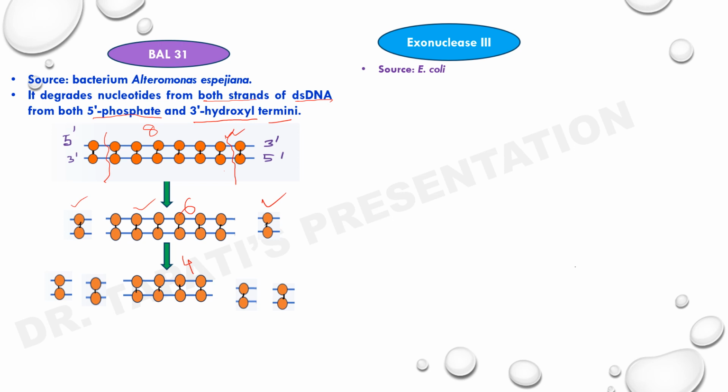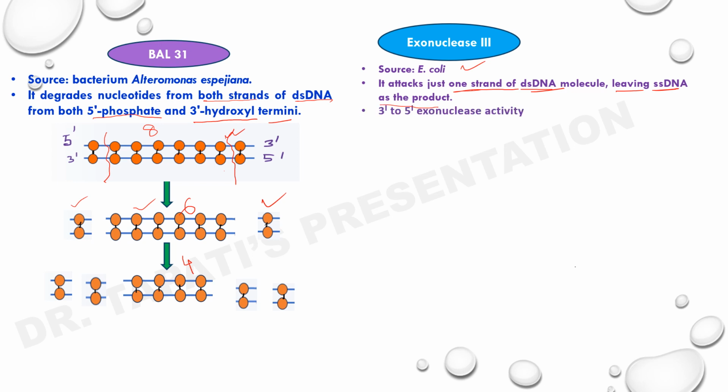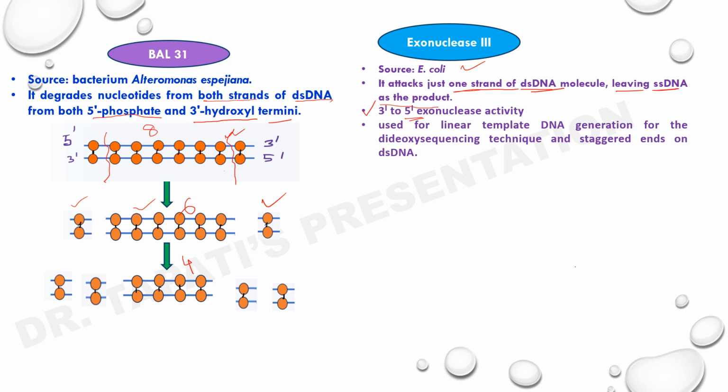Second type of exonuclease example is exonuclease 3. Source is E. coli. It attacks just one strand of the double-stranded molecule, leaving single-stranded DNA as the product. It has 3' to 5' exonuclease activity. It is used for linear template DNA generation for the dideoxy sequencing technique and staggered ends on double-stranded DNA.